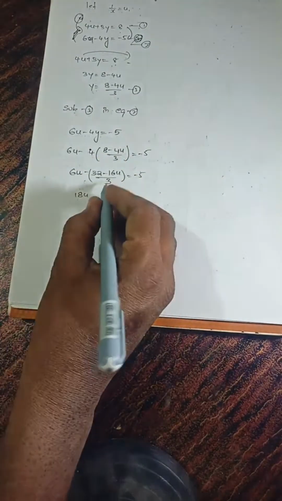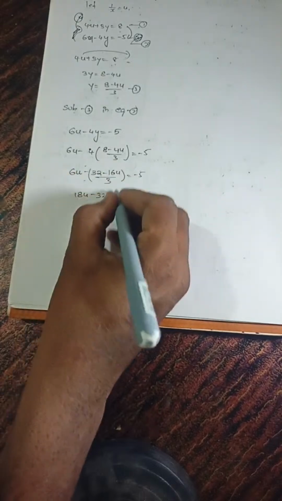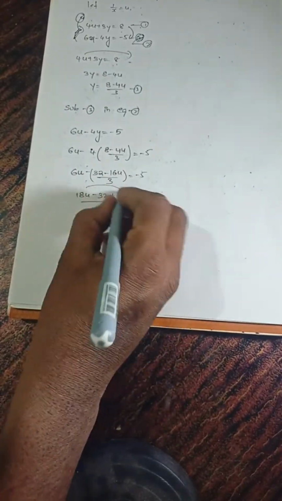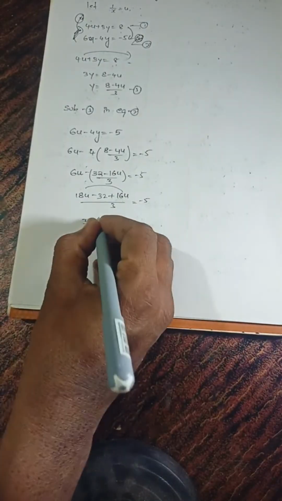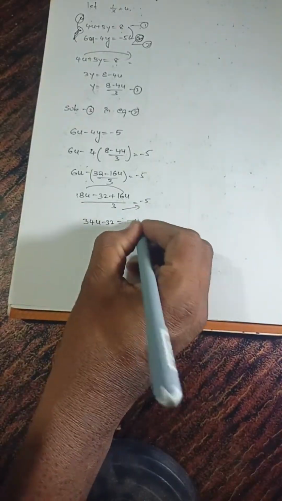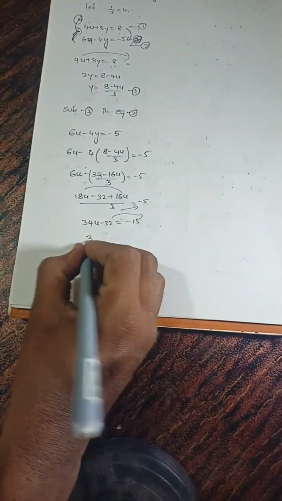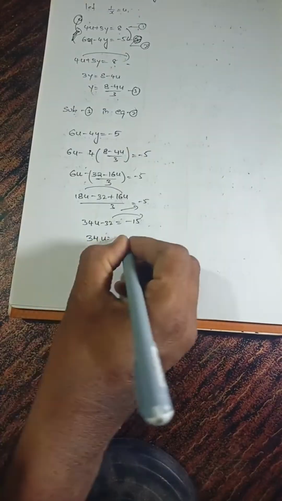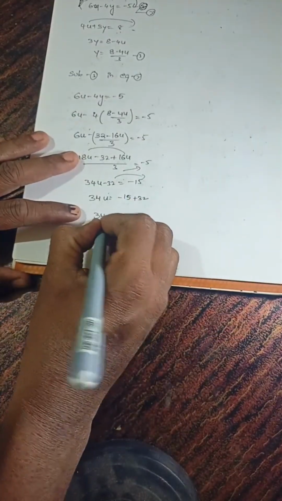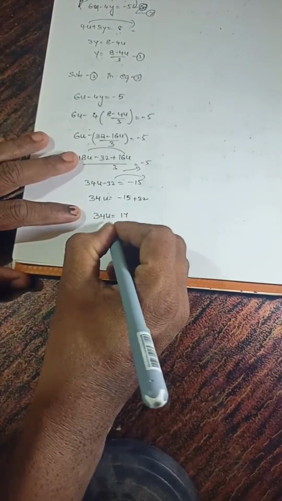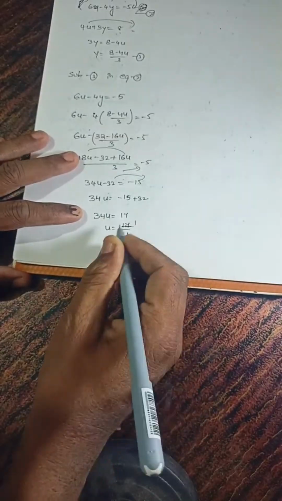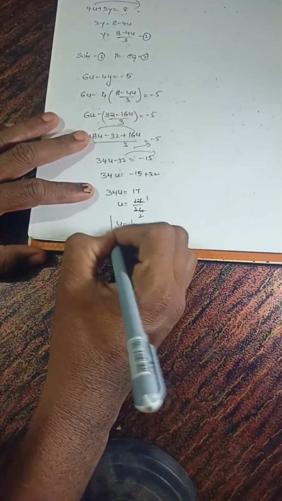Now open up the bracket. Minus 32, minus into minus plus 16u, by 3 is equals to minus 5. 18 plus 16 becomes how much? 34. 34u minus 32 is equals to, cross multiplication, 3 fives are minus 15. Bring it to the right hand side: 34u is equals to minus 15 plus 32. You are going to add, the answer is 34u is equals to 17. The u value you are getting is 17 by 34, that is 17 one time, 17 two times. The u value you are going to get is 1 by 2.